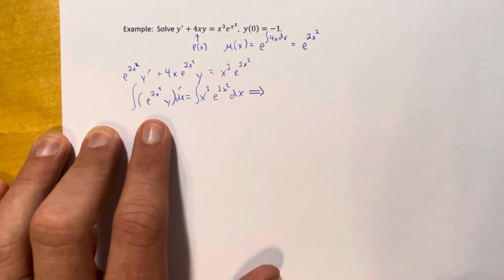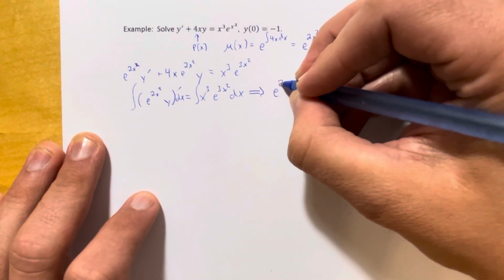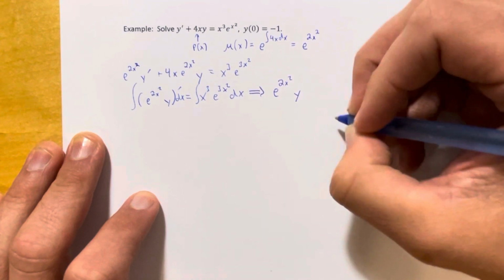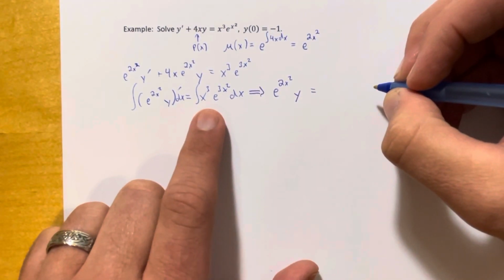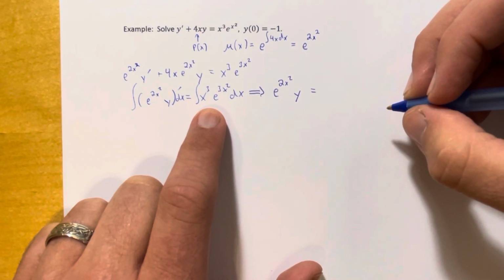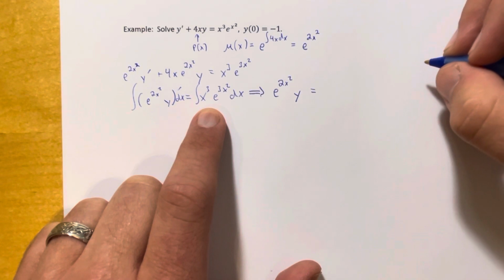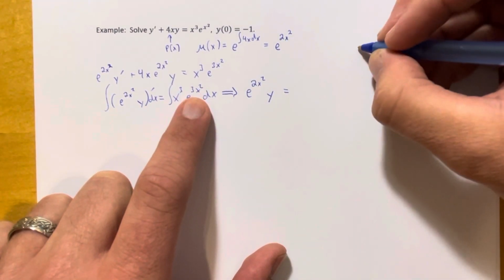Okay, when I do that, the integral and the derivative simply cancel each other out. So I have e to the 2x squared times y here equals. Now this integral right here, if you look at that, it seems a little tricky to solve. So I'm going to have to do a clever u substitution to make that one work. Let's set u equal to that exponent right there.